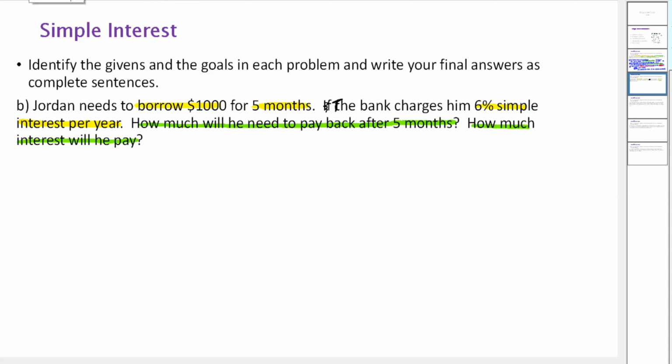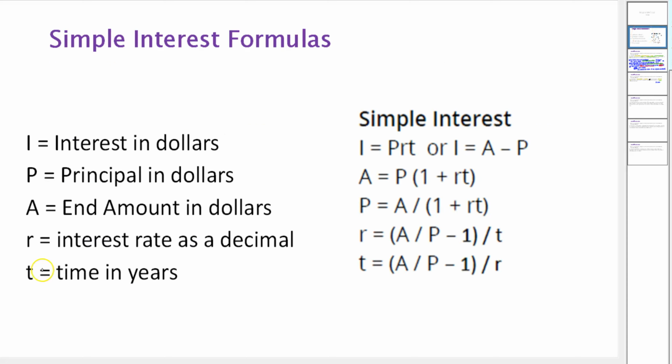So let's note the given information and use the appropriate letters. So he's borrowing $1,000. Regardless of borrowing or investment, we call that the principal, P. And now we're told for 5 months. So referring back to our letters, T always represents time in years.